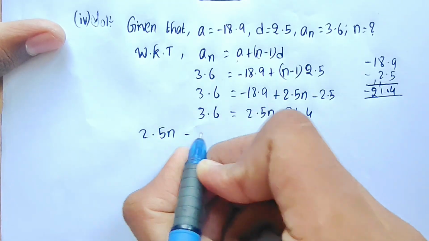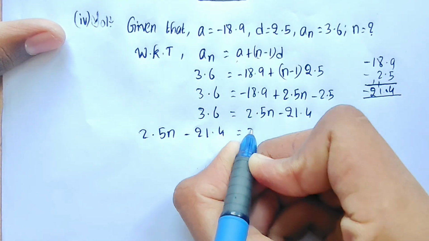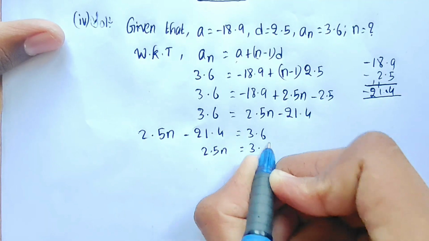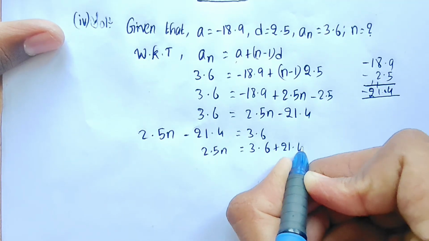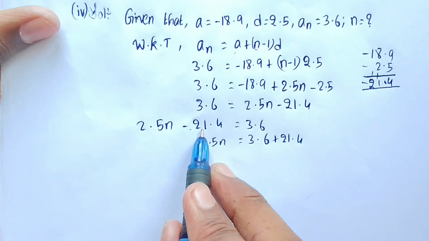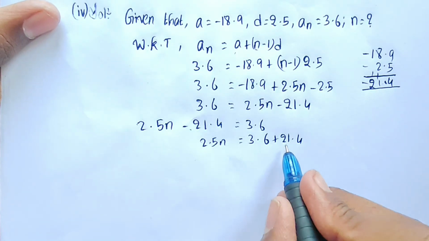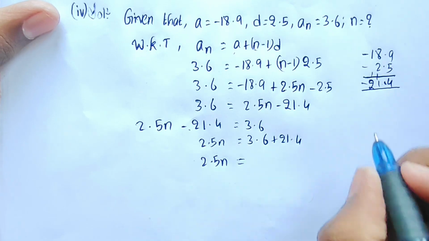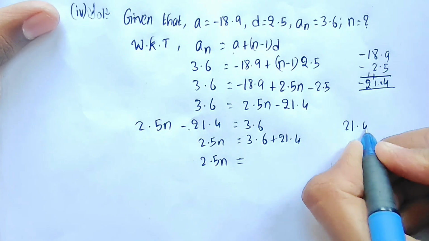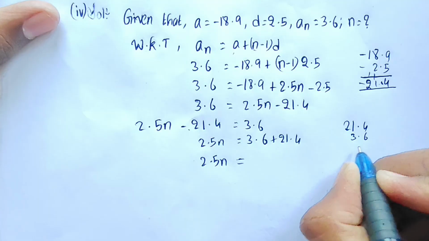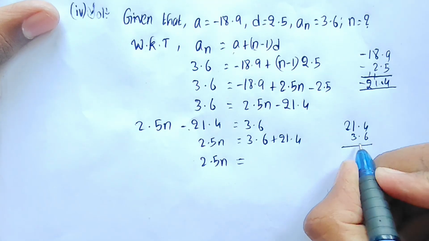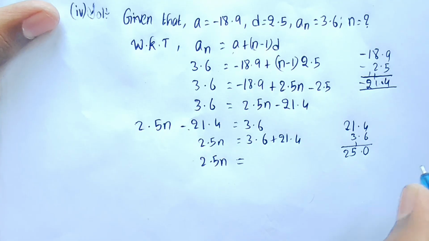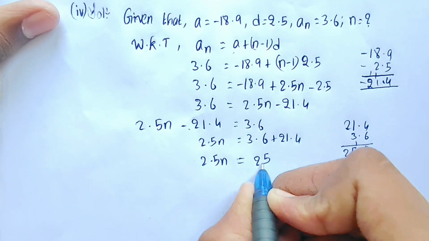2.5n minus 21.4 is equal to 3.6. 2.5n is equal to 3.6 plus 21.4. If you transpose minus 21.4 to the right side, it becomes plus 21.4. 2.5n is equal to 21.4 plus 3.6. 4 plus 6, 10. 3 plus 2, 5, 2. So 25.0 means we can write it as 25.